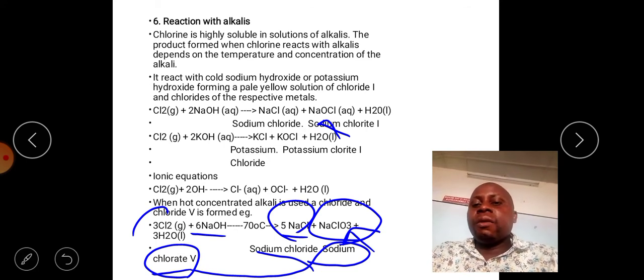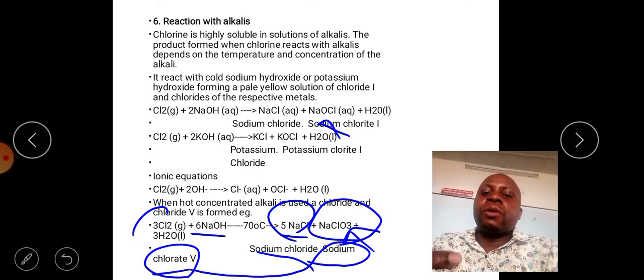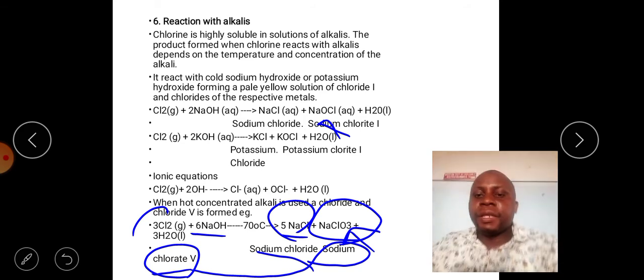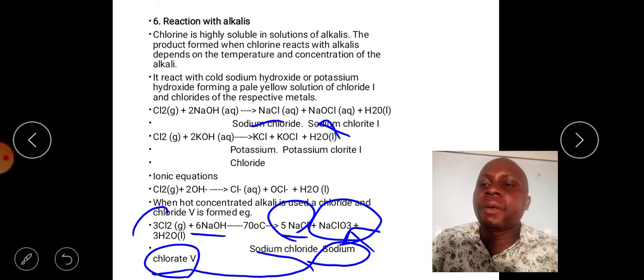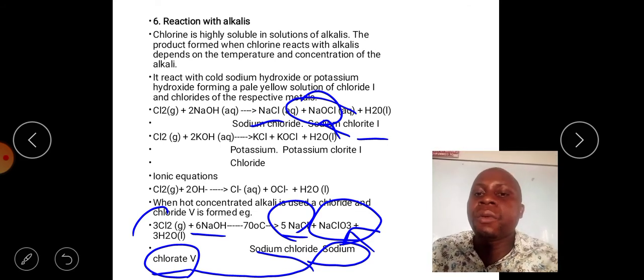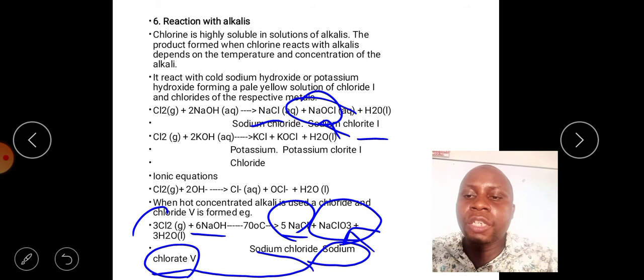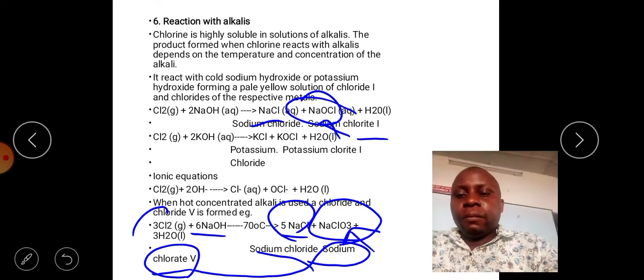So we can say that chlorine being acidic, it neutralizes alkalis to form salts and water. But the type of salts formed depends on 1, the concentration of the alkali, and 2, the temperature at which the reaction is conducted. When the temperature is low, there is formation of sodium chloride and sodium chlorite 1 when you use sodium hydroxide. But when the temperature is high and you use a higher concentration, there will be formation of sodium chloride and sodium chlorate 5. Okay? Thank you very much.